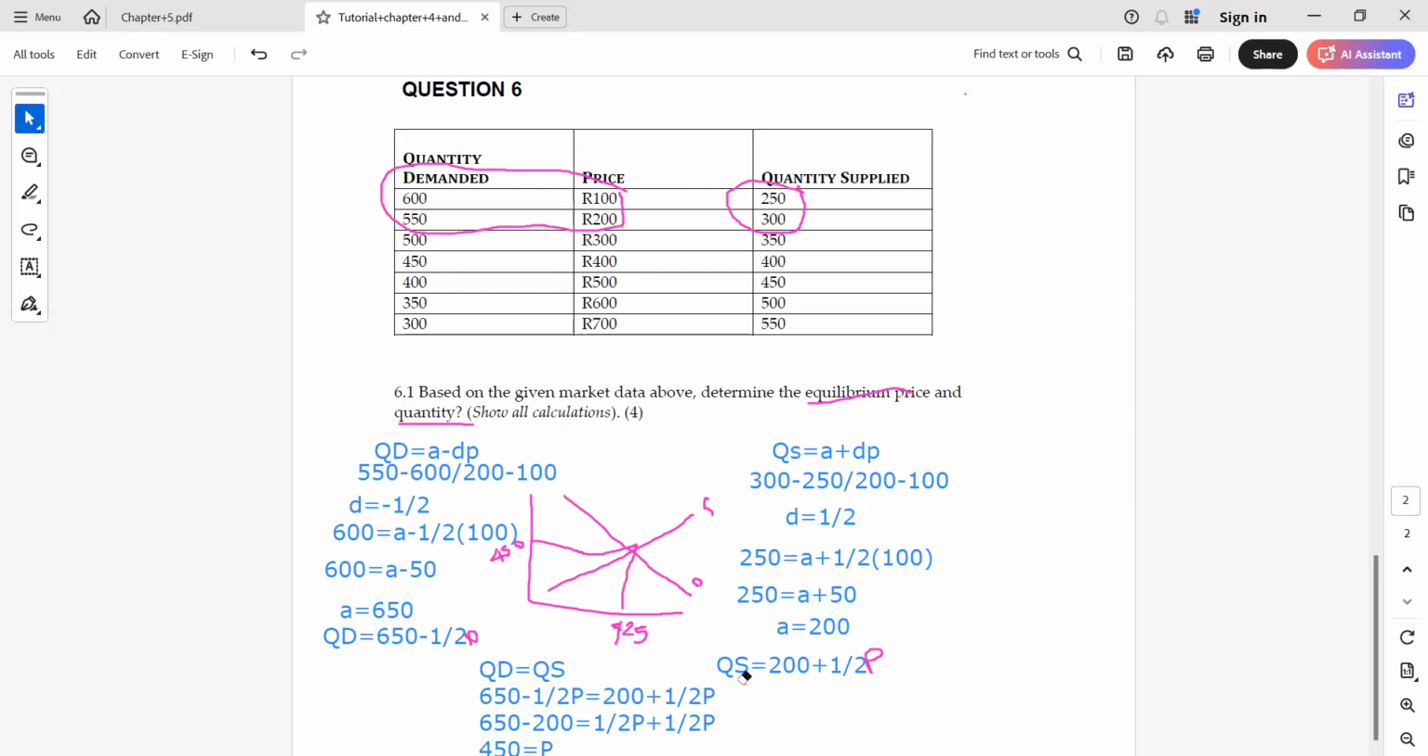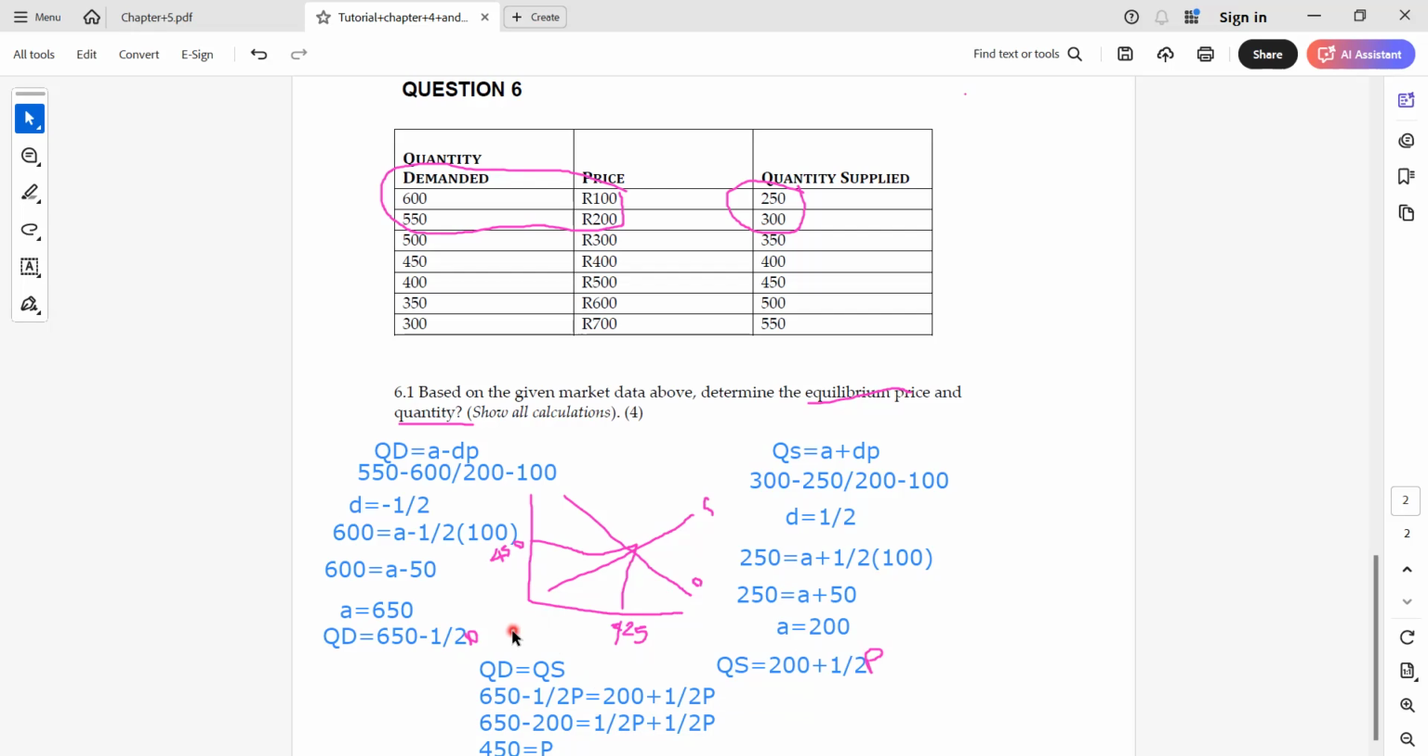Now we had our equations, this one and this one. After finding our equations, we have to equate them so we can get the price and the quantity. So we say quantity demanded is equal to quantity supplied. So 650 minus 1/2 P is equal to 200 plus 1/2 P.